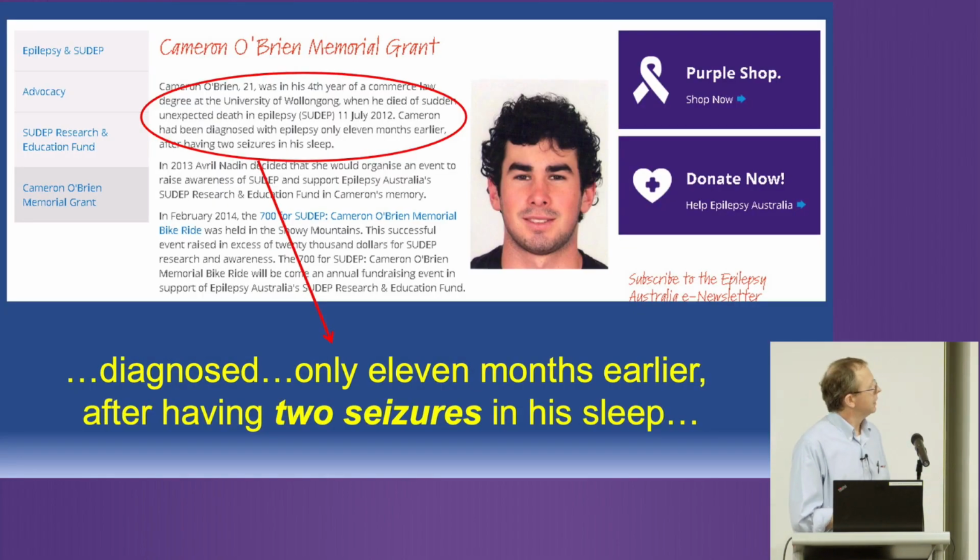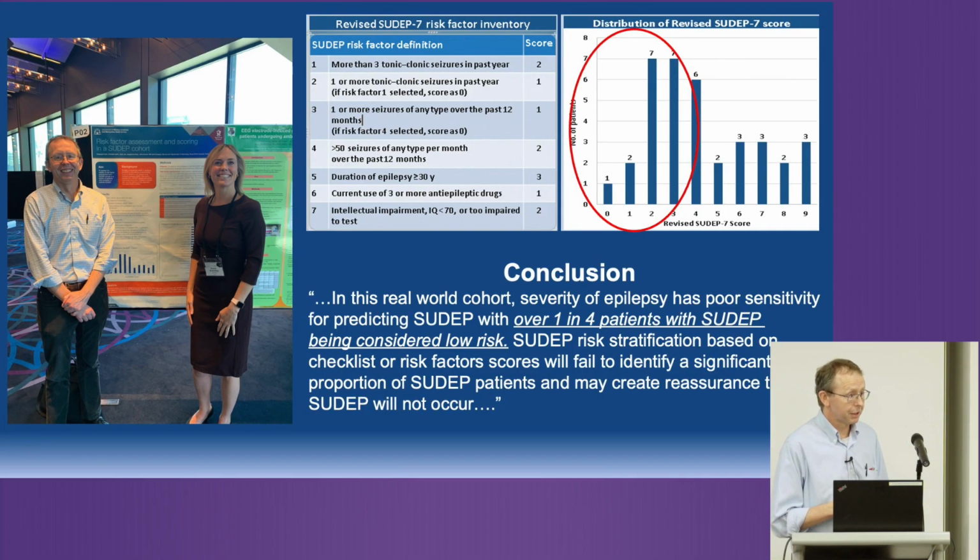And Cameron, for whom a memorial has been placed, had recently diagnosed epilepsy, diagnosed 11 months earlier. He had two seizures in his sleep, he'd had very few seizures, and he had SUDEP. So thinking about these checklists, okay, I've got to have this, this, and this, and that makes me at risk of SUDEP, there's an inherent problem with that, because you may be missing people like Cameron or Flojo who've only had one or two seizures. We looked at this in patients who died in WA, and we applied these checklists to our patients who had died.